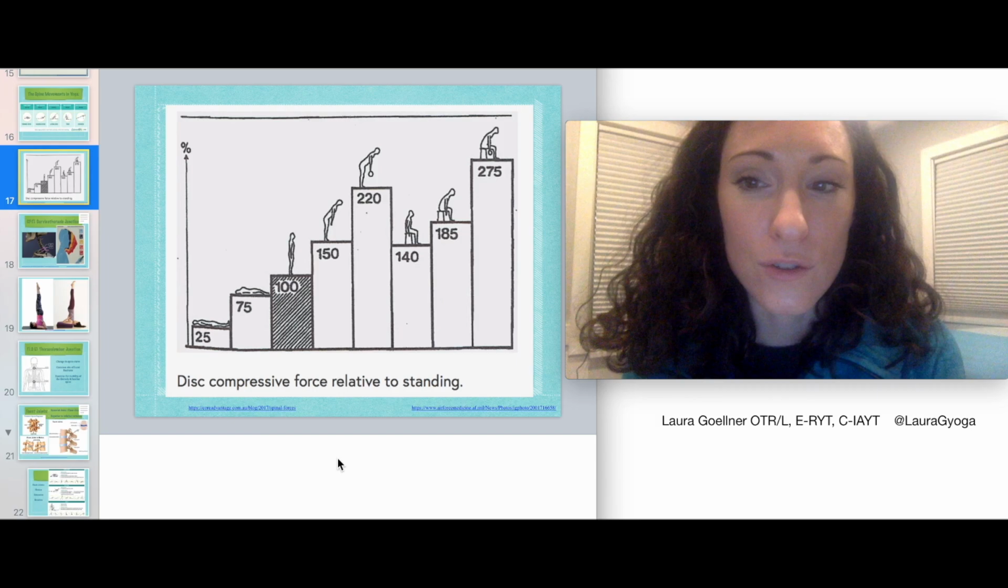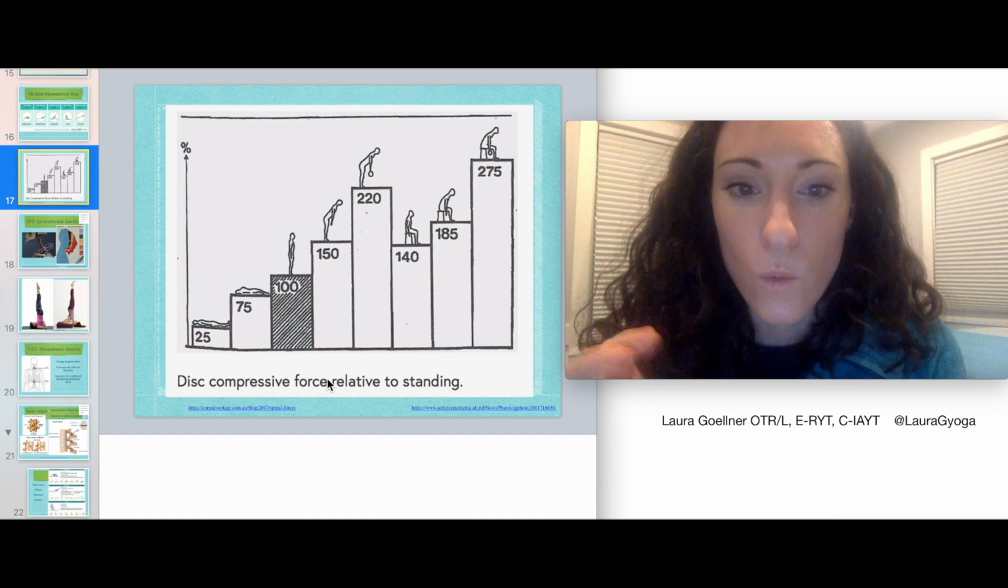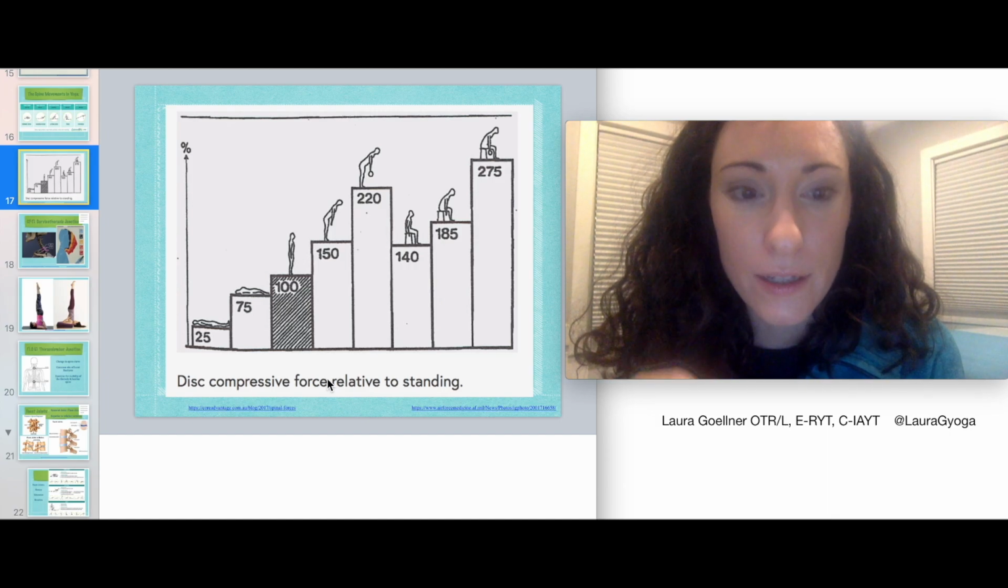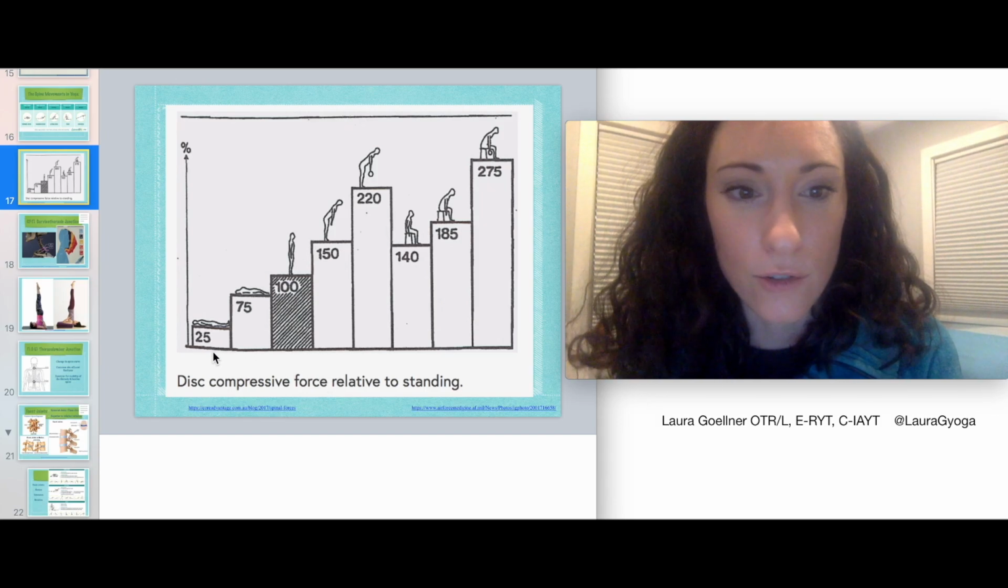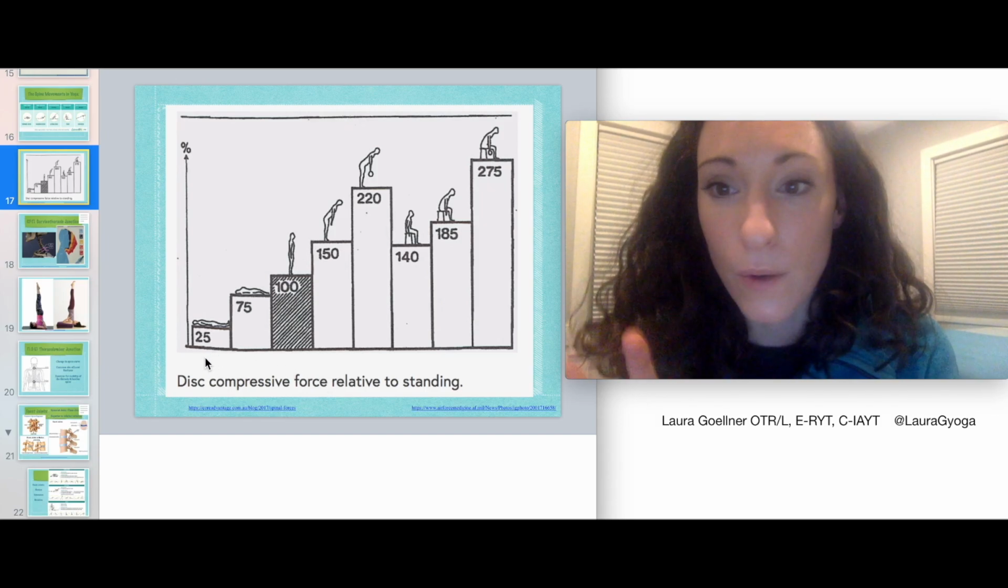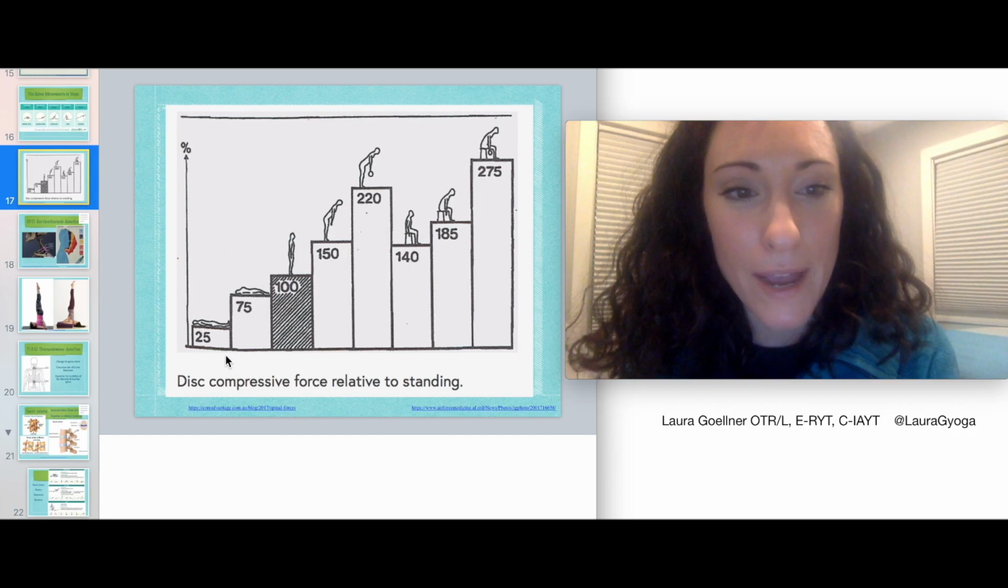And then this is a super interesting little graphic here. This is showing you how much force they were measuring within the intervertebral disc in different positions. So this is something to take into consideration if you're working with somebody and they tell you, oh, I have a herniated disc and it hurts in certain positions. You can kind of keep this in the back of your head.